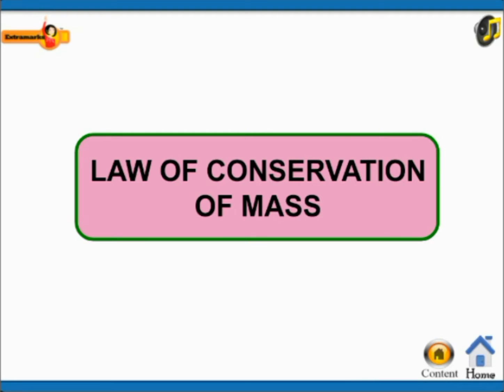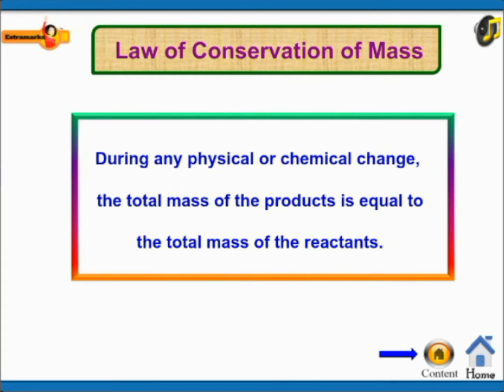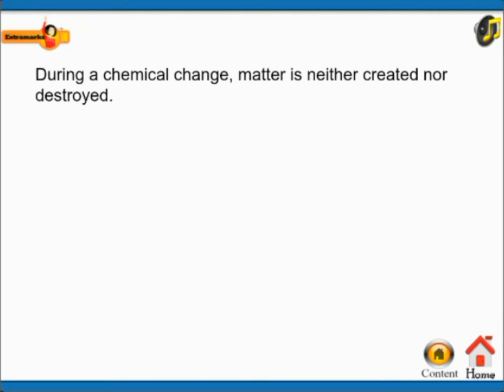Law of conservation of mass. According to the law of conservation of mass, during any physical or chemical change, the total mass of the products is equal to the total mass of the reactants. During a chemical change, matter is neither created nor destroyed.